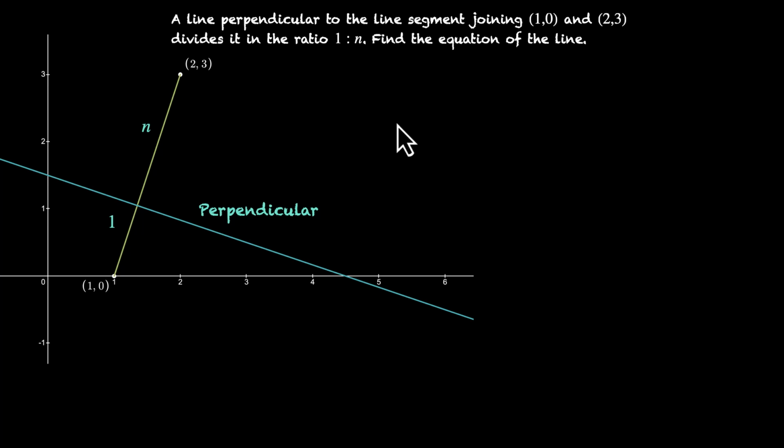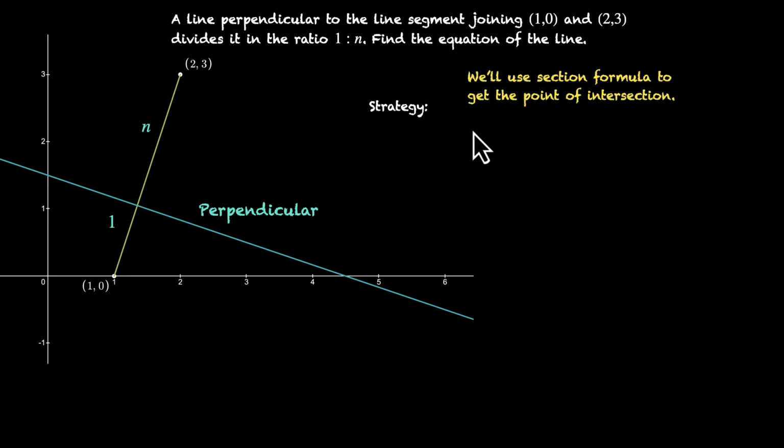So this is what the story looks like. Pause the video, think about a strategy that we can use here. Alright, let's do this together. The first thing that we can do is use the section formula to get the point of intersection. We have to figure out this point of intersection, and we can do that using the section formula on this line segment. We know these 2 points and we know the ratio in which this point divides this line segment. So that's how we can reach this point.